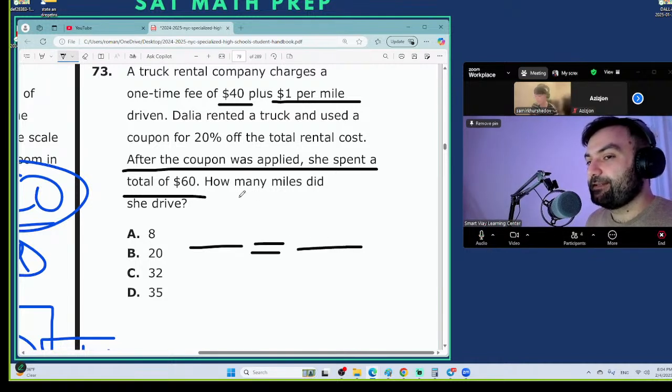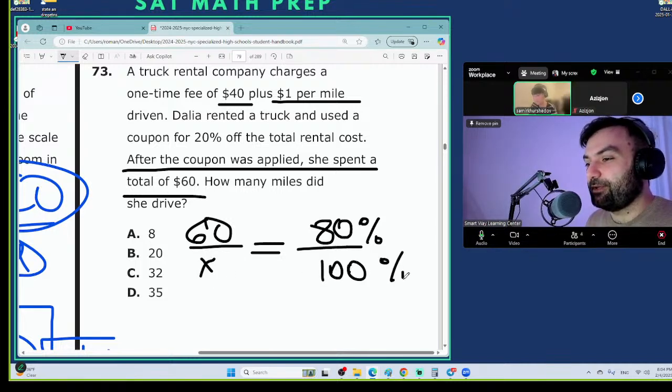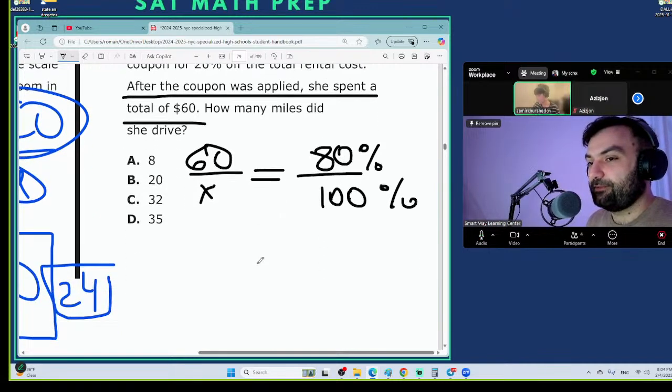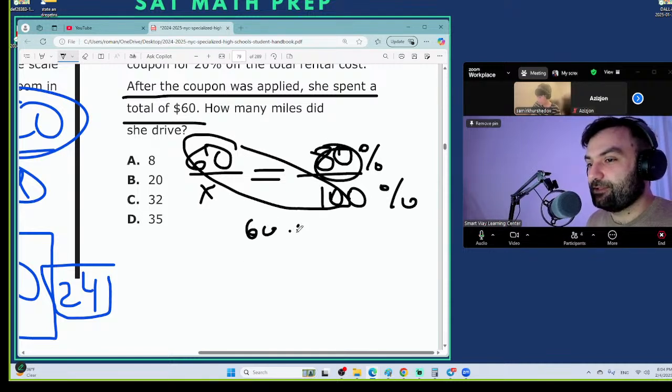We say that $60 is 80% of the price. How much was 100% of the price? Who doesn't understand this idea, or does everybody? Why is $60 80%? Because it's a discounted price. Yes. So now it's this times this divided by that. So it's 60 times 100 divided by 80.